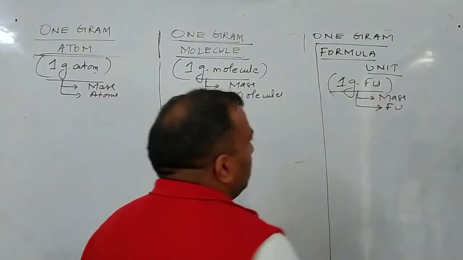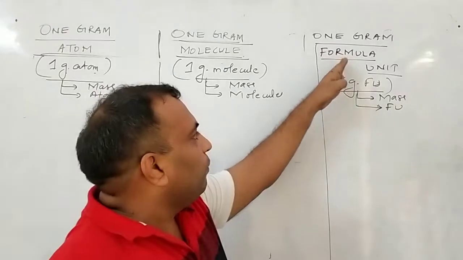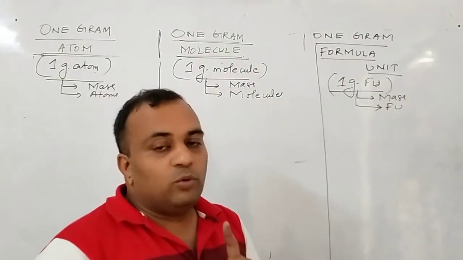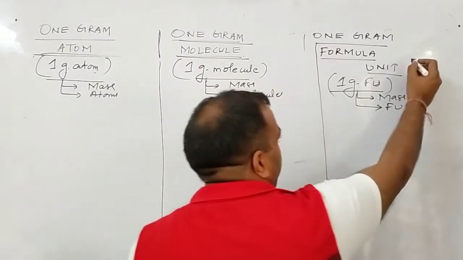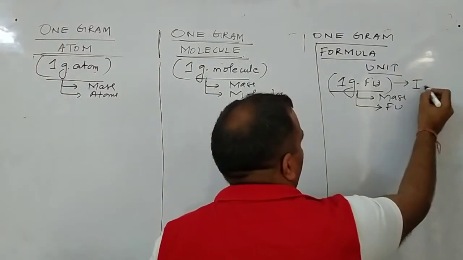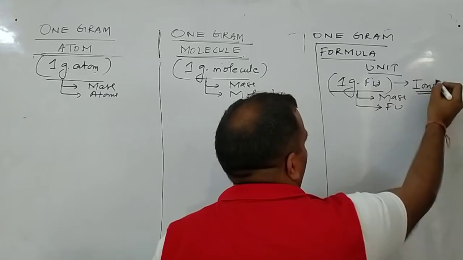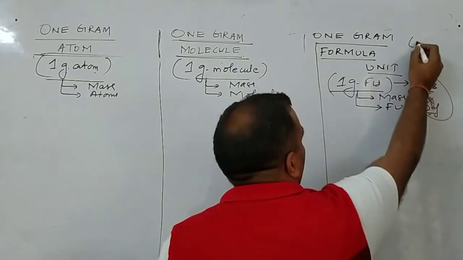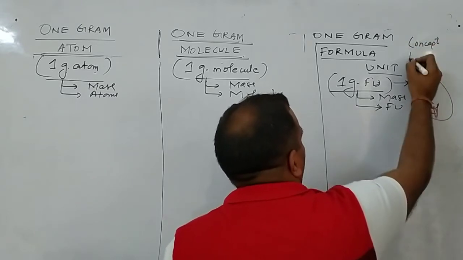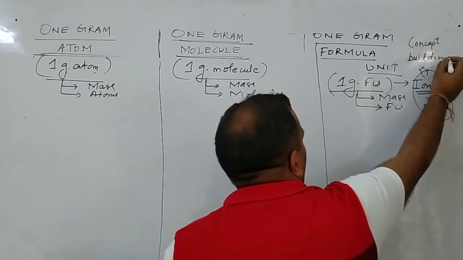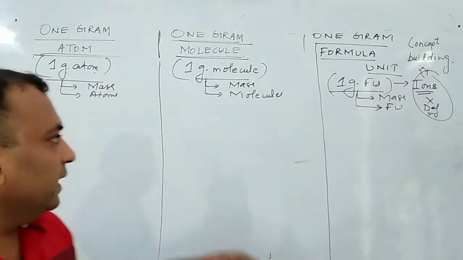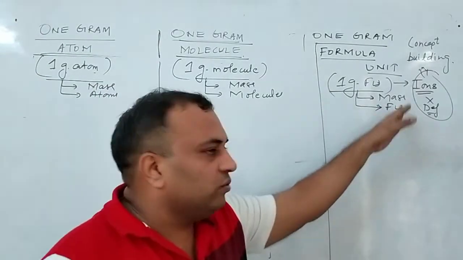And one more thing, because we know that 1 gram formula unit is the concept that applies to ionic compounds, and in ionic compounds we will get one more thing, ions. So from here I will get one more thing, that is ions. But remember, this is not for definition. It is only for concept building. Keep this in mind, it is only for concept building. Okay, so I think you know what the terms give us. They give us the relation between the mass and atoms, molecules, formula units and ions.